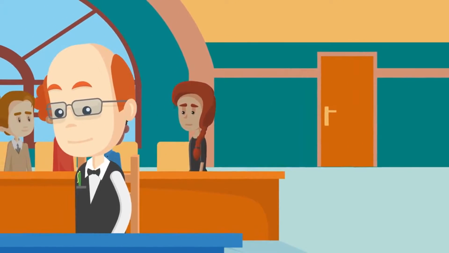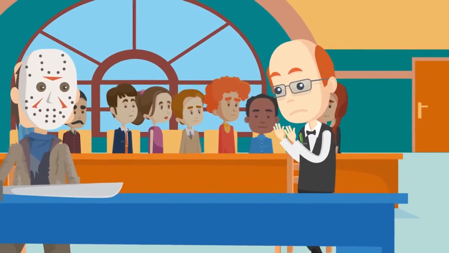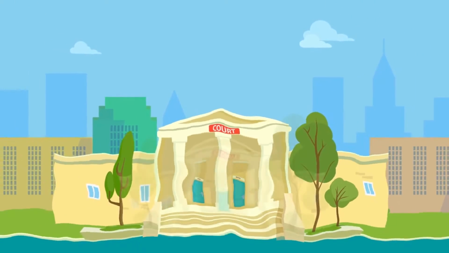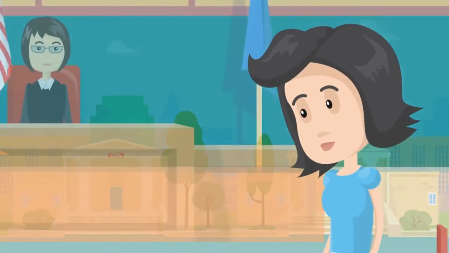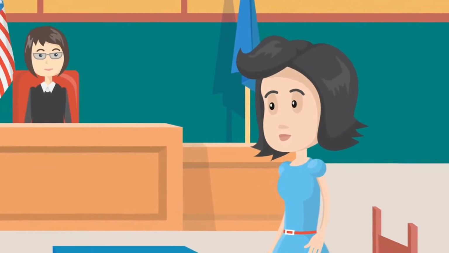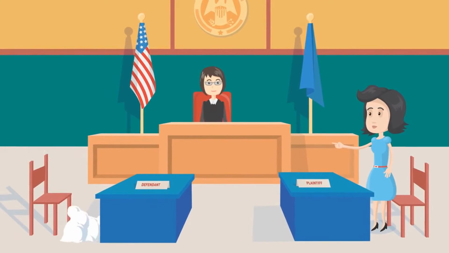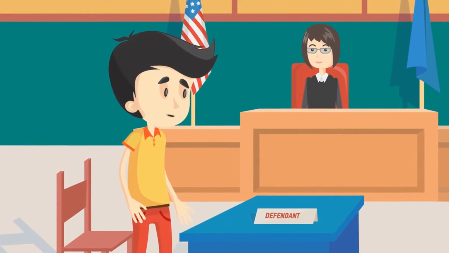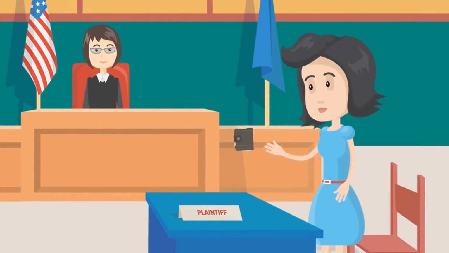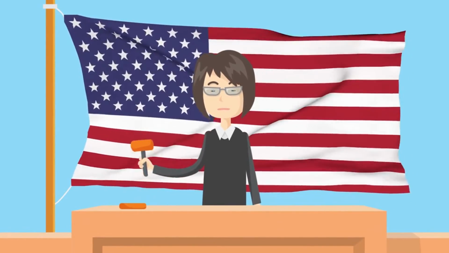It wouldn't make sense for a defendant in a contract dispute to have the same kind of trial as, say, Jason. That's why the courts in this country split cases into two categories: civil and criminal. A civil case is when one person, the plaintiff, brings legal action against another person who has allegedly wronged them, the defendant, with the intent of collecting damages.